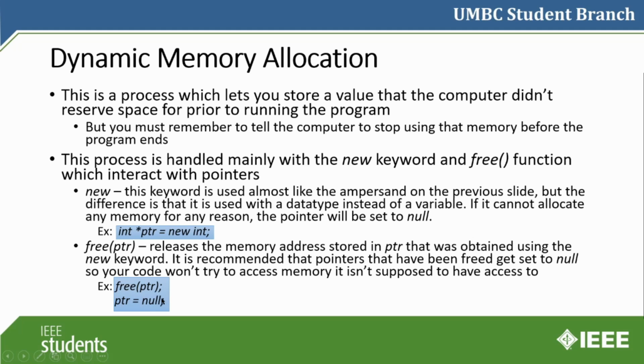Another useful way of making sure you don't access data you shouldn't have access to is by setting pointers to null when you're done using them. A null pointer is basically a pointer that points to nothing. And in the case that the new keyword cannot reserve any more memory for you, then instead of returning you the address to somewhere you can use, it will return you a null pointer.